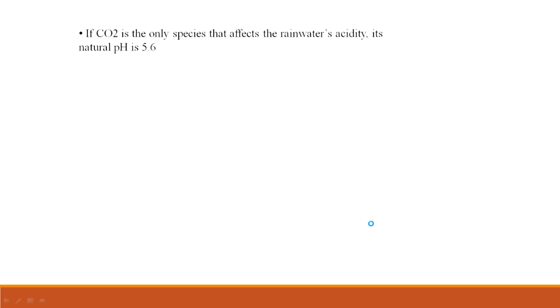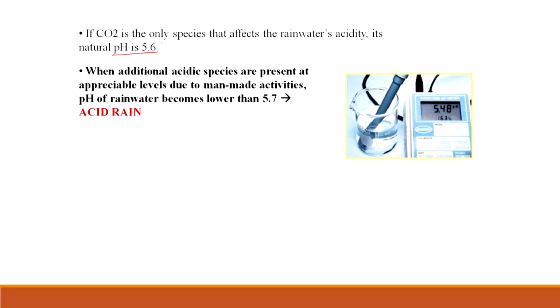Let us move on. If carbon dioxide is the only species that affects the rainwater's acidity, its pH is going to be 5.6. When additional species are present at appreciable levels, the pH of rainwater becomes much lower than 5.6 or 5.7. That is when you have NOx. We will look at that later. Then the pH comes down considerably, and acid rain leads to disastrous results in whichever regions experience it.